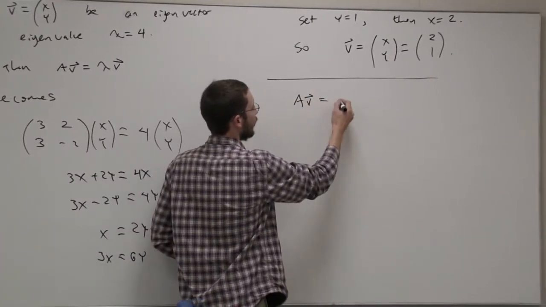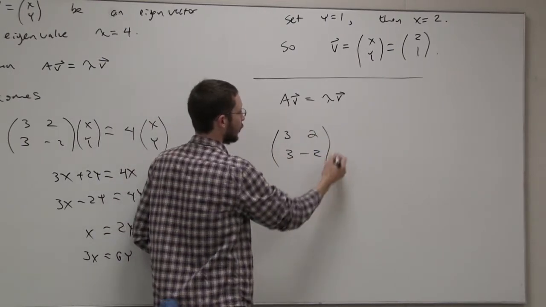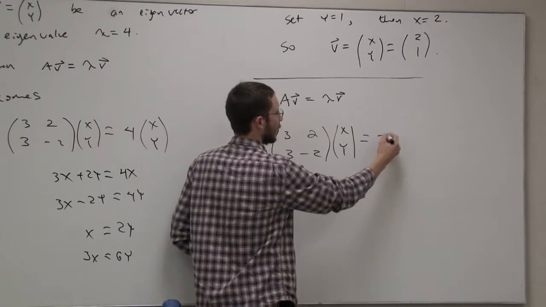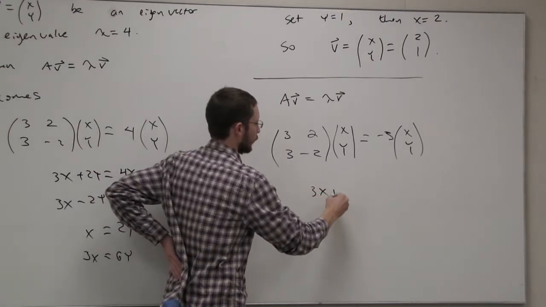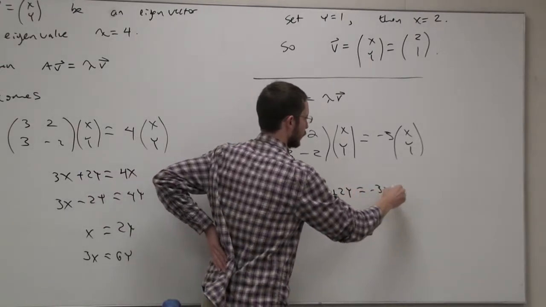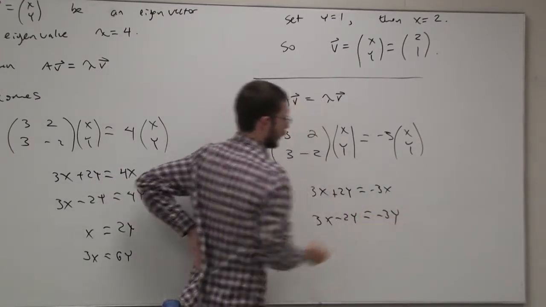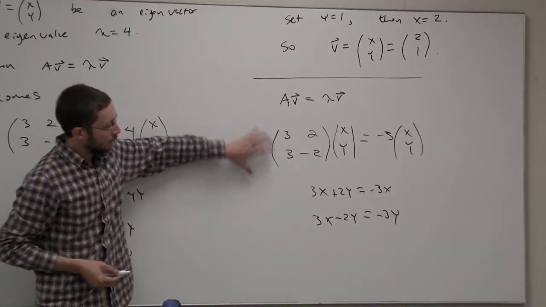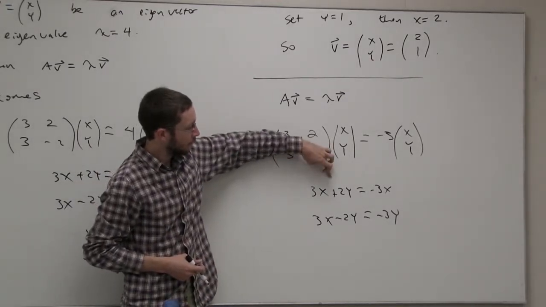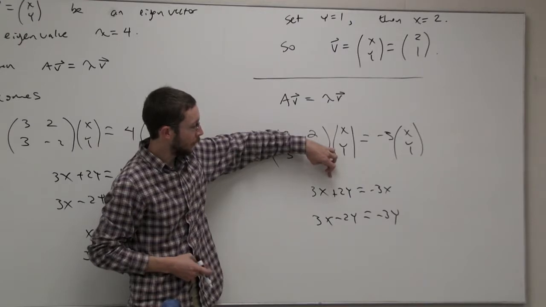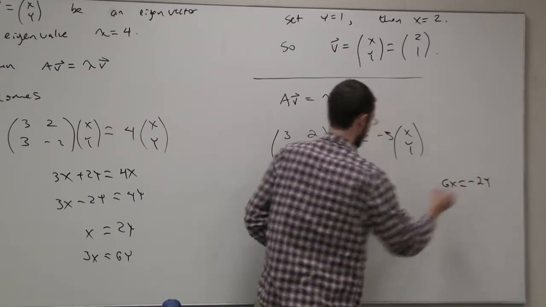So AB equal to lambda b means that the matrix 3, 2, 3, -2 times x, y has to equal -3 times x, y. And this system becomes, so that matrix equation looks like this after rewriting in system notation. And so adding 3x to both sides and subtracting 2y from both sides, this equation becomes 6x equal to -2y.